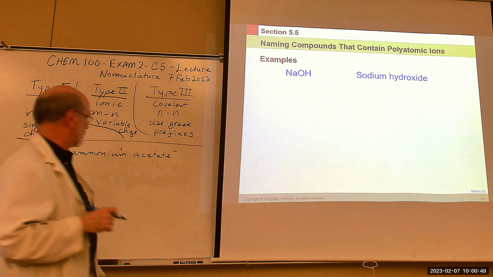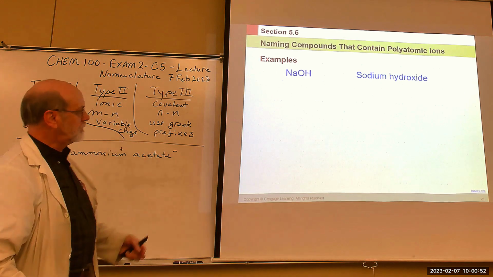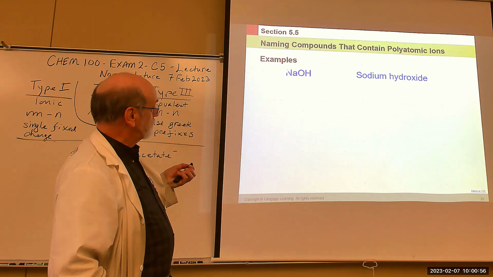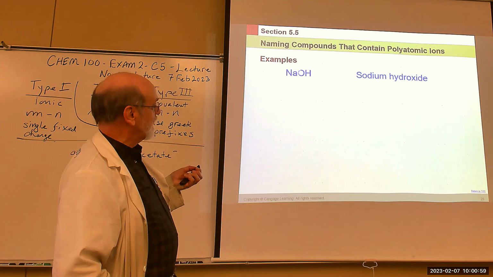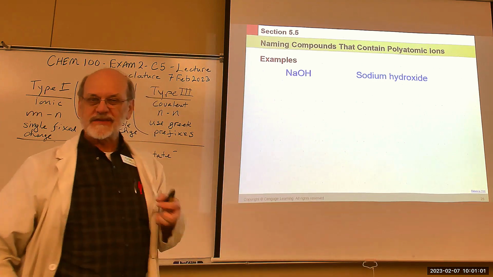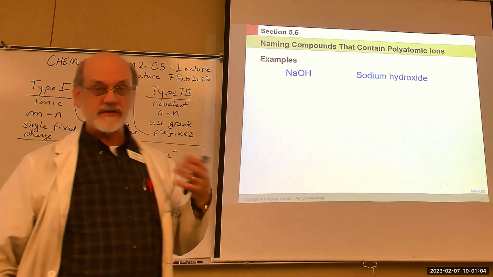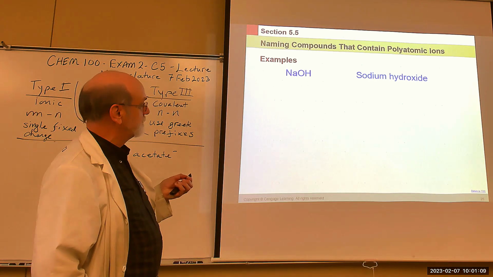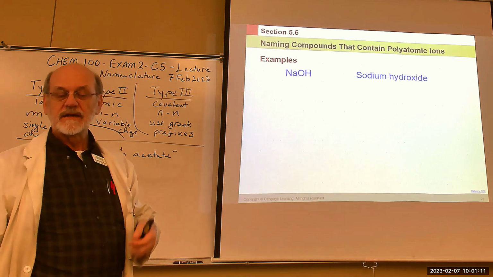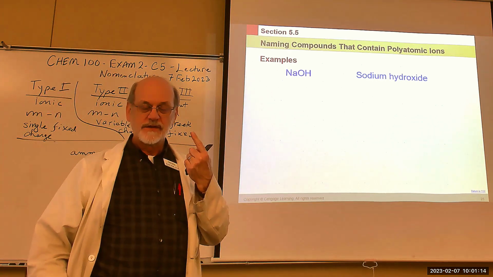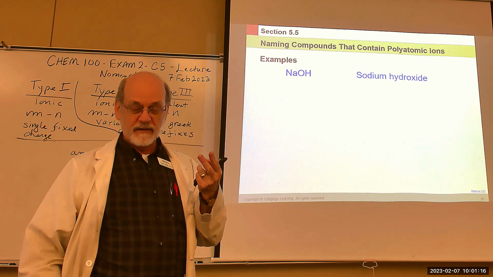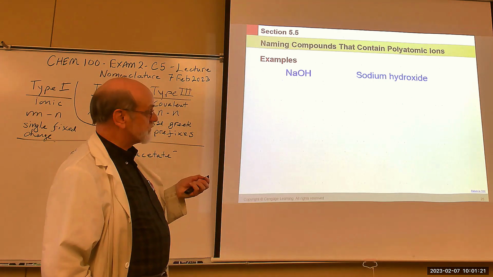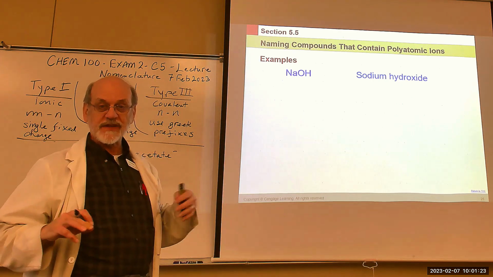All right, some more examples. Notice we've got a metal here, and we don't have a single element here. So that's kind of a giveaway. This is a polyatomic ion. The polyatomic ion here is called hydroxide, and hydroxide has a -1 charge. Sodium has a +1 charge. So we treat it like a type 1 compound and call it sodium hydroxide. That's it. We don't have to say how many there are.